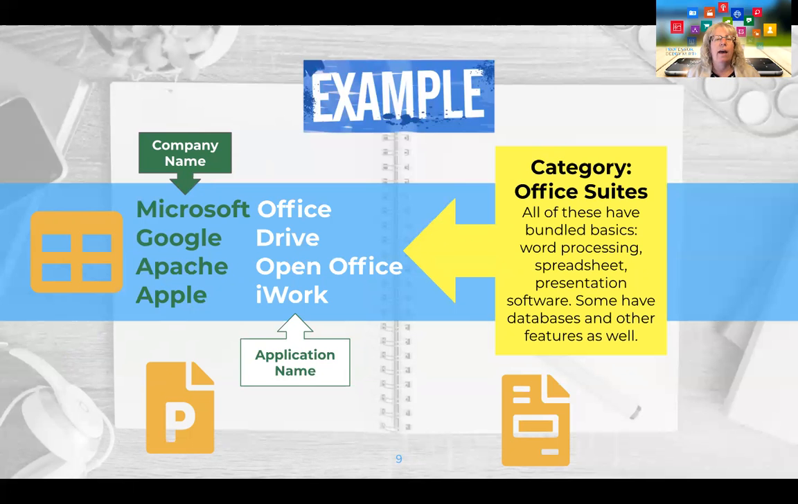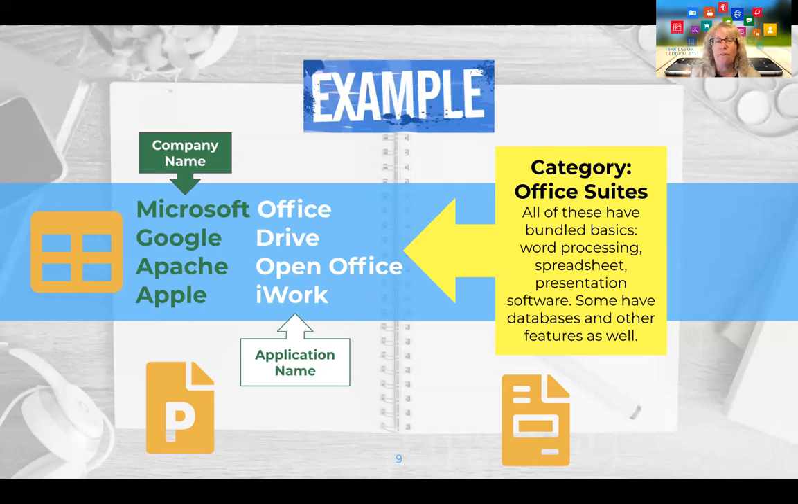And so Microsoft Office. So these are all Office suites, Office productivity, except I couldn't fit that word in the same line there. So Microsoft Office, Google Drive, Apache Open Office, Apple iWork. All of these have at least 3 of the same types of software. So they all have word processing, they all have spreadsheet, and they all have presentation. And they might have a few other bells and whistles.